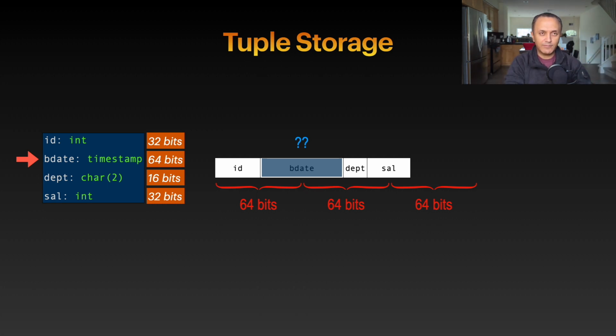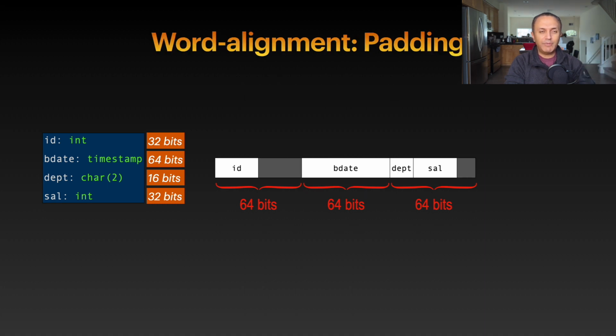It's very complicated. So in order to avoid this complication, systems usually do something called word alignment or padding, which means that it tries to avoid having any data attribute that spans multiple words. So in this case, the ID, for example, because it's 32 bits, the other 32 bits, what do I do with them?